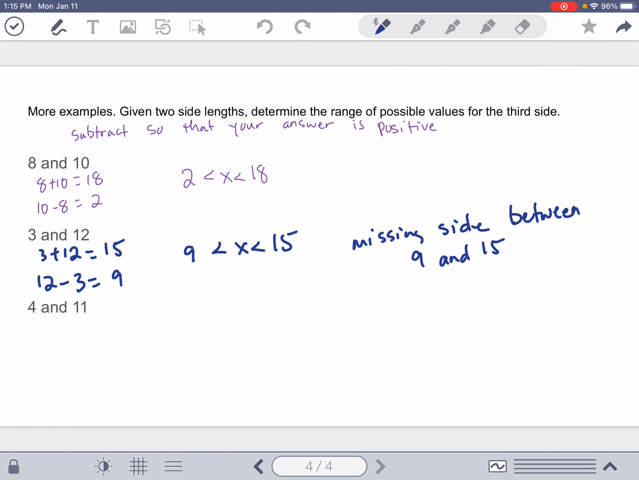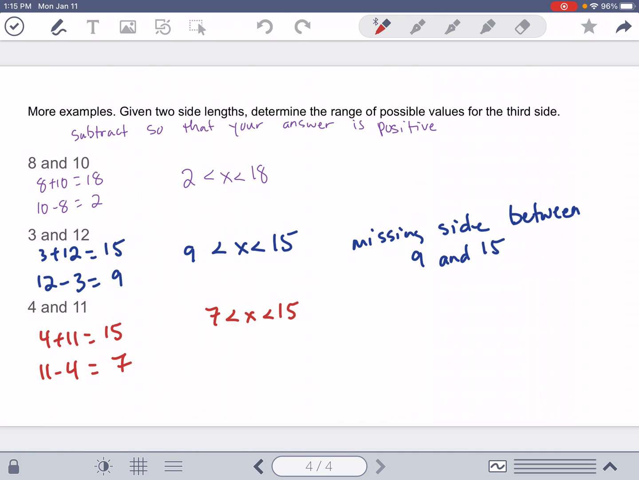4 and 11. Oh, let's change the color. Red. 4 plus 11 is 15. 11 minus 4 is 7. So my answer is between 7 and 15.